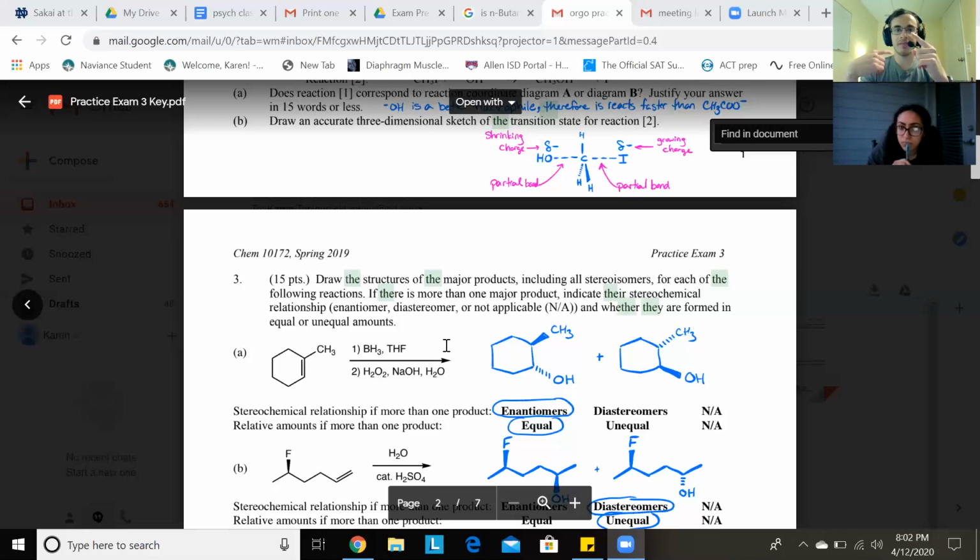Because the B and H were syn, the B was replaced in a retention of stereochemistry way with the OH. Therefore, the end products, the OH and the H, are still syn.